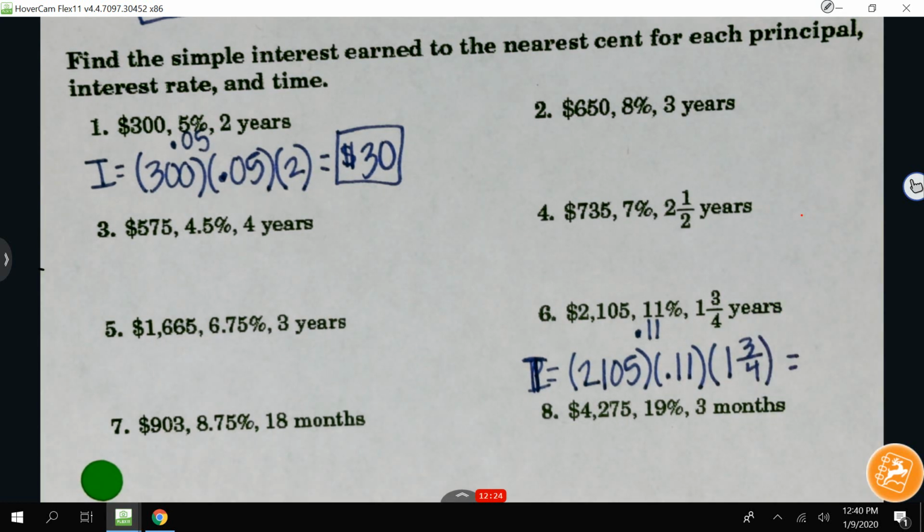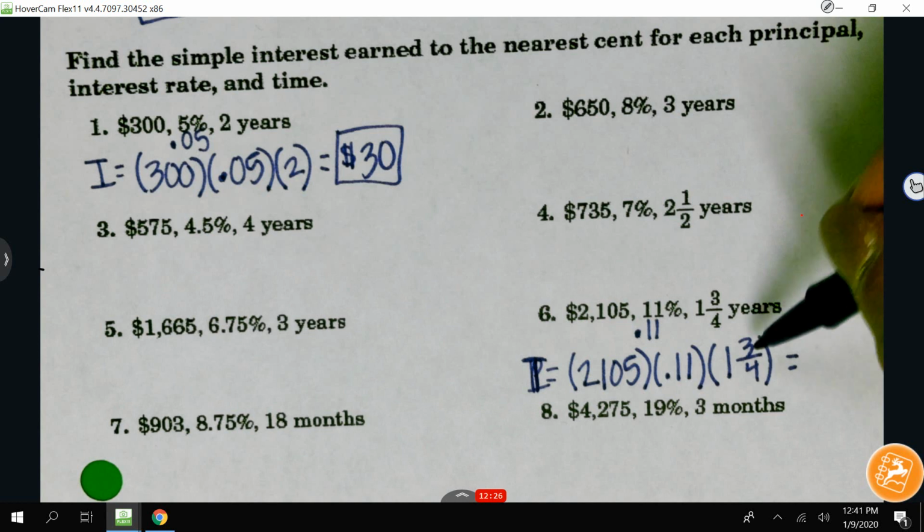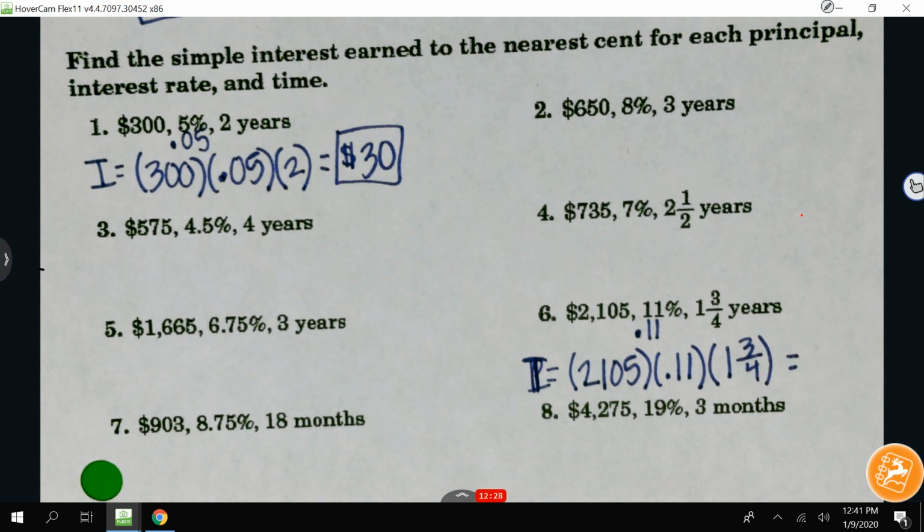If I wanted to put the decimal instead of the fraction, what would 1 3/4 be as a decimal? 1.75, right? 3/4 as a fraction converted to a decimal is 0.75. So 1 3/4 would be 1.75 if you wanted to plug that in instead of the fraction.